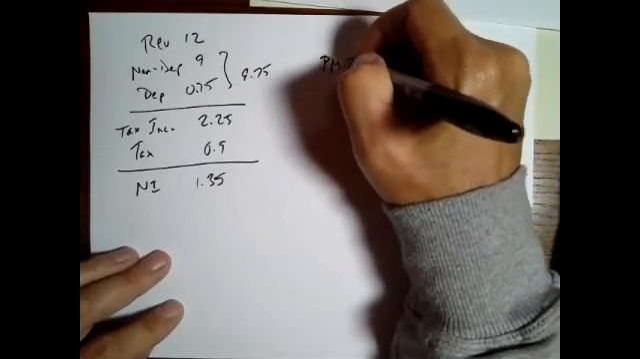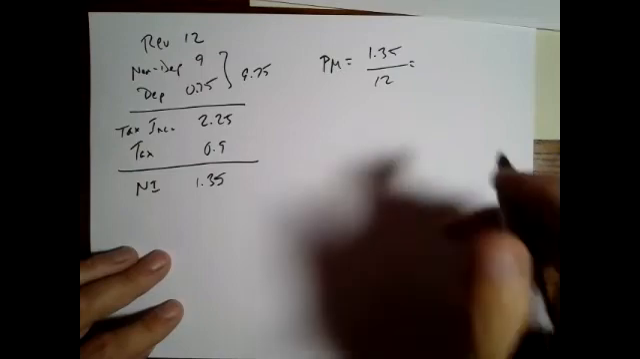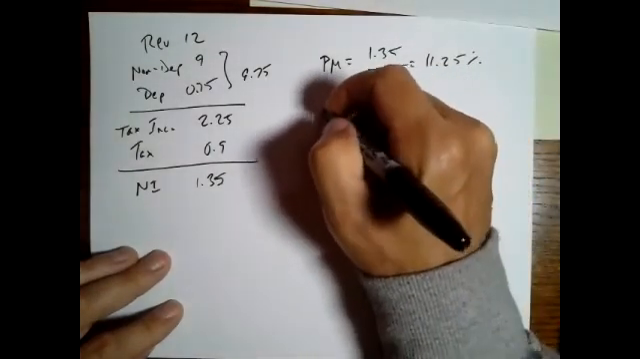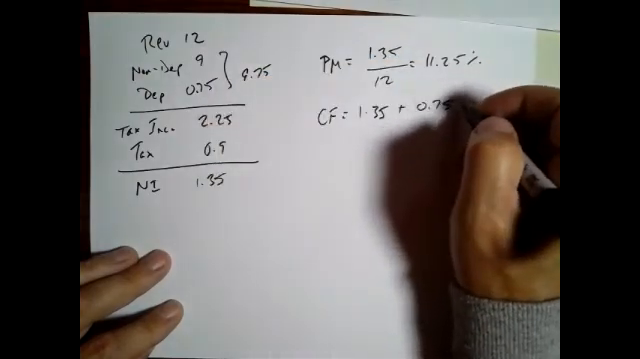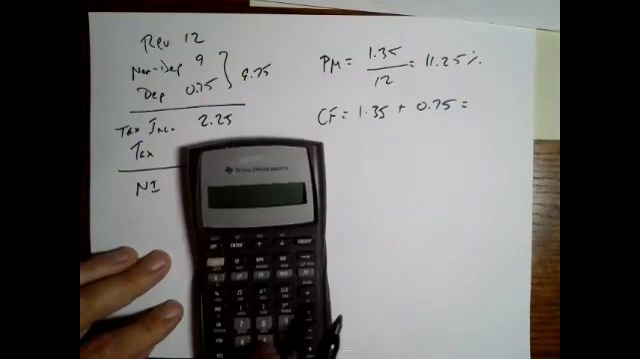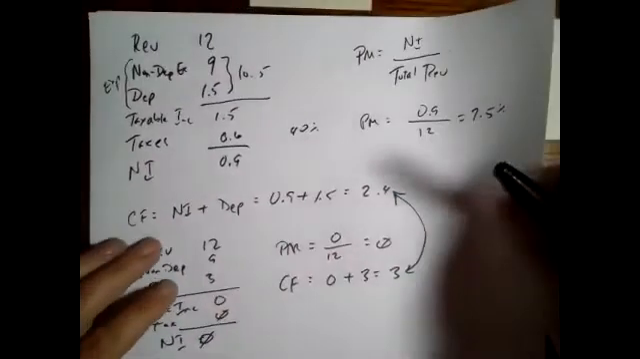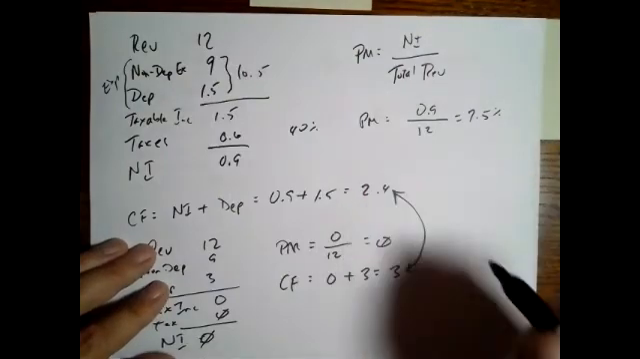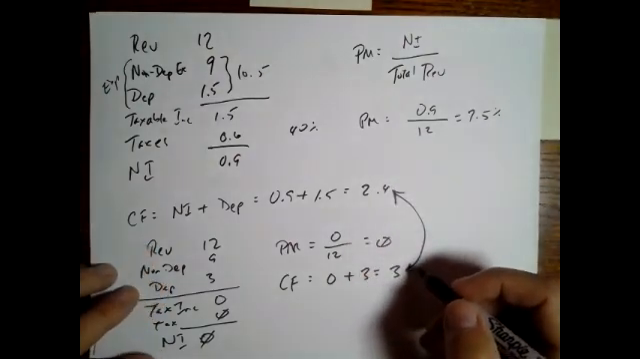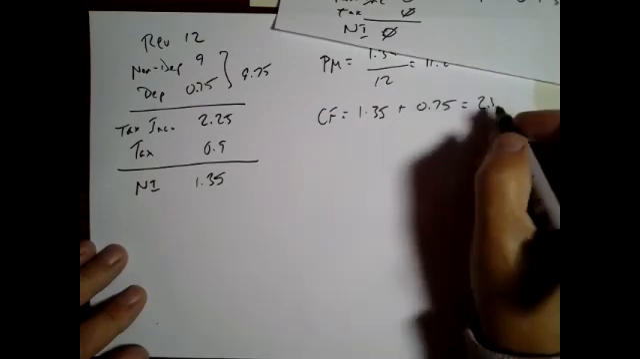Okay, and then with a net income of 1.35, the profit margin is 1.35 divided by 12, 11.25%, and the cash flow is the net income 1.35 plus the depreciation 0.75, which gives us 2.1. So we had 3 different cash flows as a result of different kinds of depreciation. In the base case where we paid 1.5 in depreciation, we had 2.4 million in cash flow. When we increased the depreciation to 3, we had a cash flow of 3. And when we decreased depreciation to 0.75, we had cash flow of 2.1.